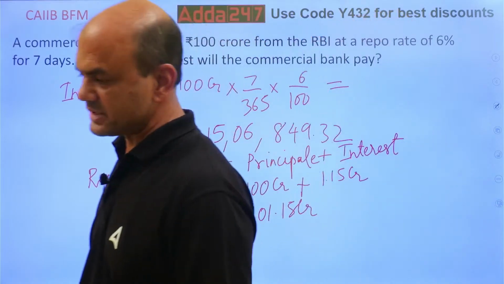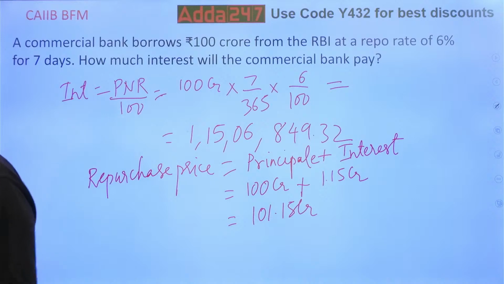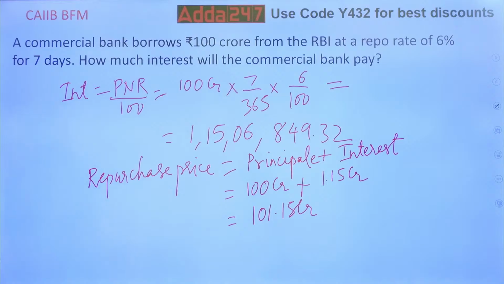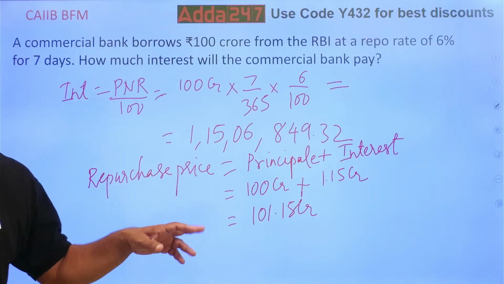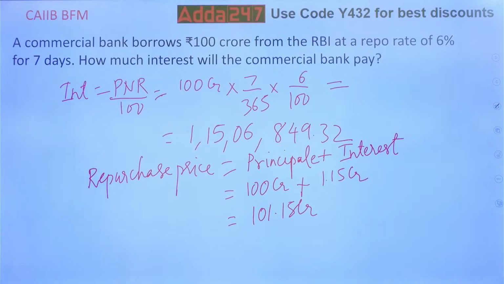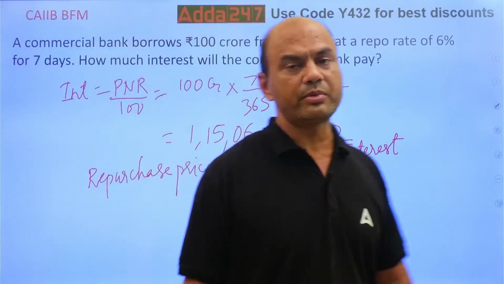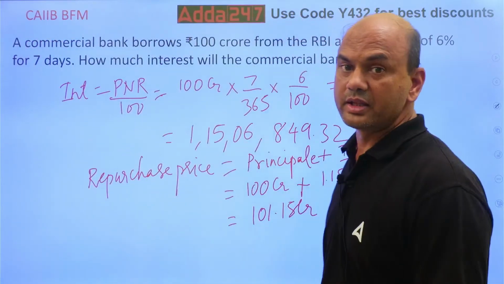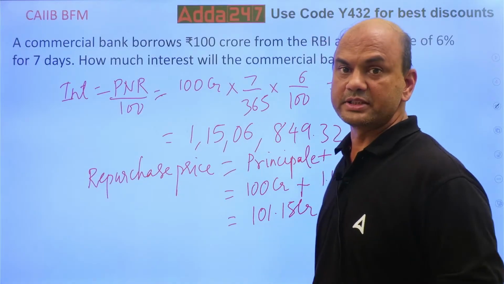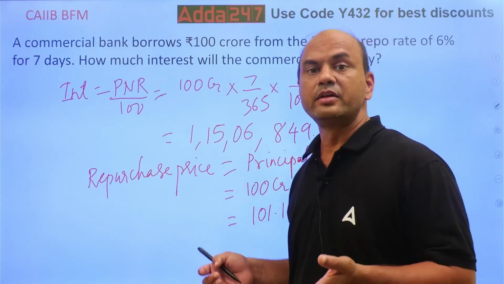RBI will sell these government securities to the bank, and at this rate, 101.15 CR, it will get the money back. Okay, got it everyone? These were the important numericals which I wanted to cover in this funding aspect, because these are part of funding of treasury.